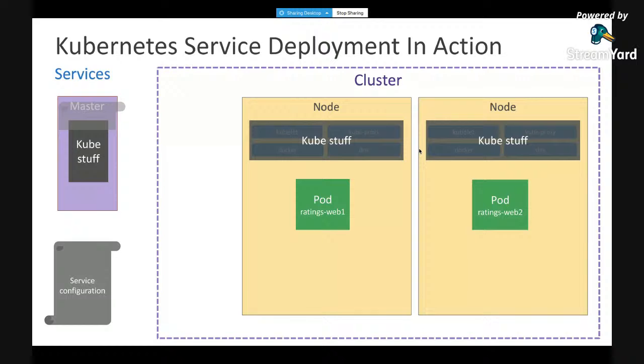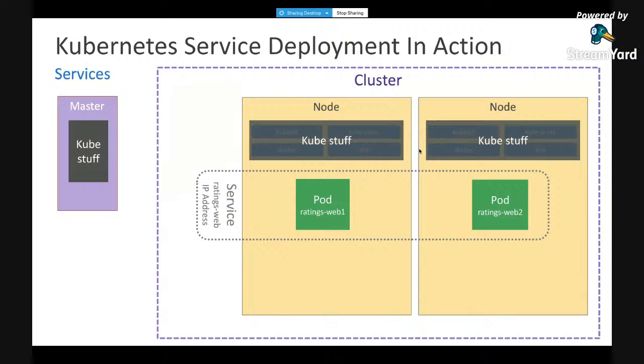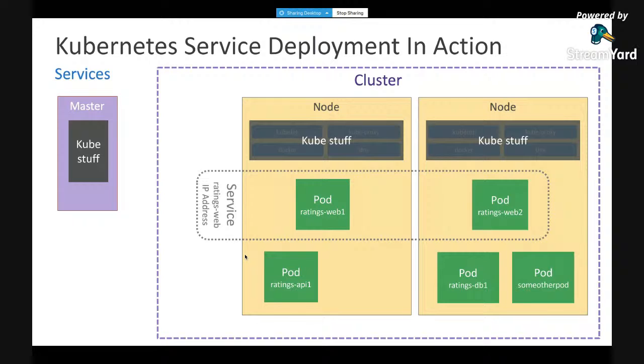Now we have this kind of ethereal service that doesn't really exist, that you can use to talk to Ratings Web, like a host name of Ratings Web that has an IP address. The goal of the service is to be a logical abstraction across all of the instances of the same container that are running. So if I scale from 3 to 13, and the service is picking that particular label, it's going to sit over all 13 instances.